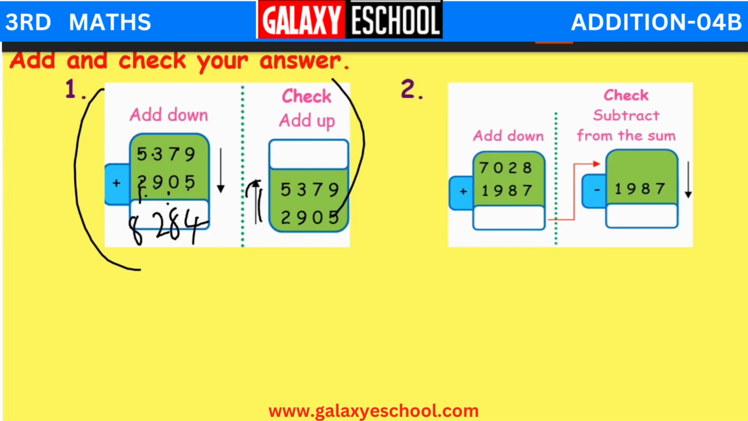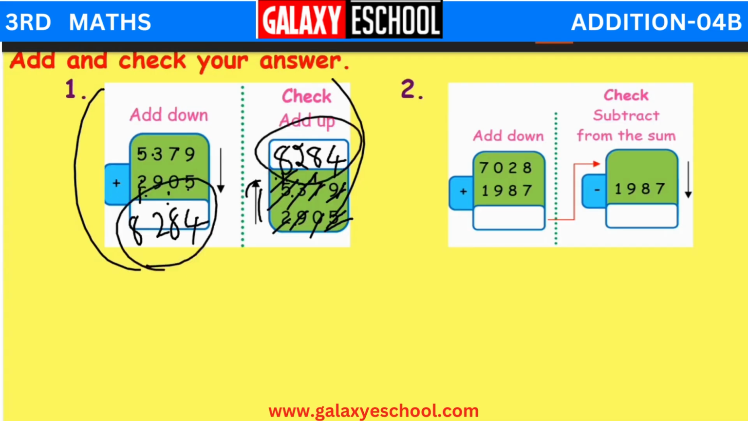Now adding up. 5 plus 9 becomes 14. 1 carried. 1 plus 7, 8. 8 plus 0, 8. Now 9 plus 3 becomes 12. So 1 carried. 2. 2 plus 5, 7. 7 plus 1, 8. See, even though we add down and add up, we got the correct answer. That means we performed the correct addition.